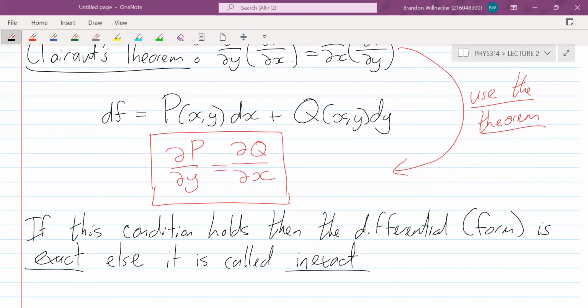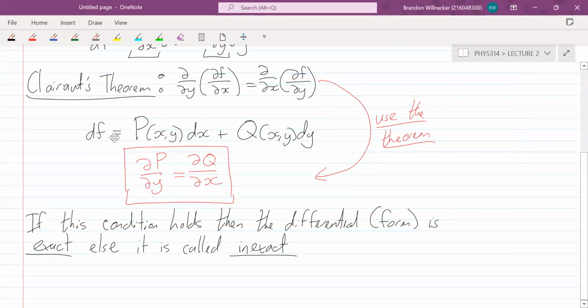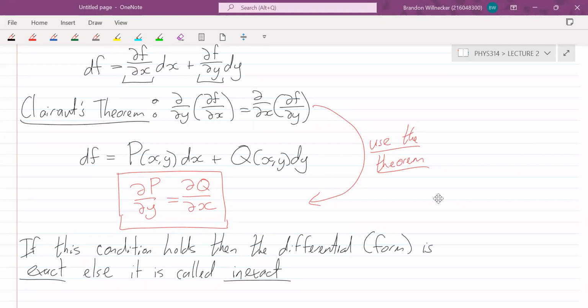Isn't that we use this for a vector field to be conservative? Yeah, so it's the same maths involved. However, here we're not talking about vector fields, we're talking about differentials. Okay, but yeah, you're right, it's the same idea.